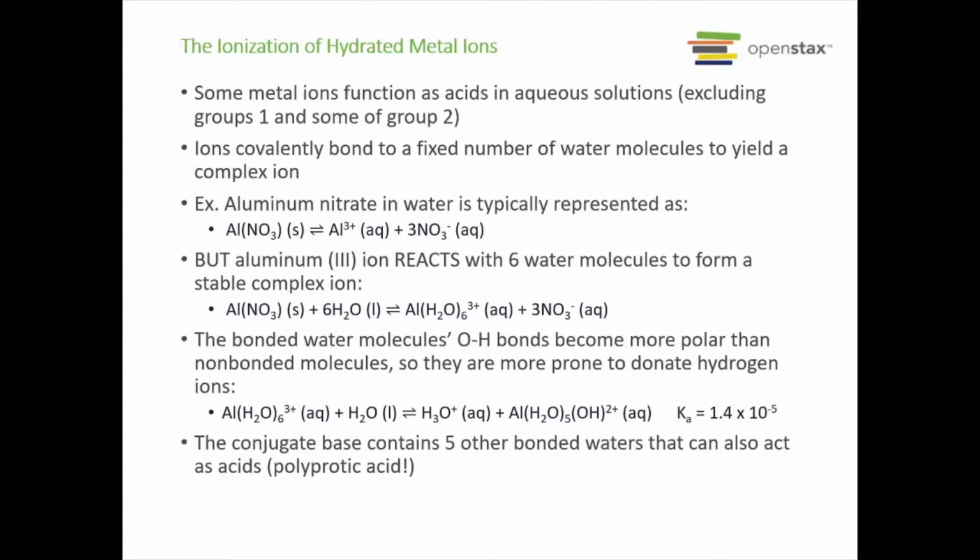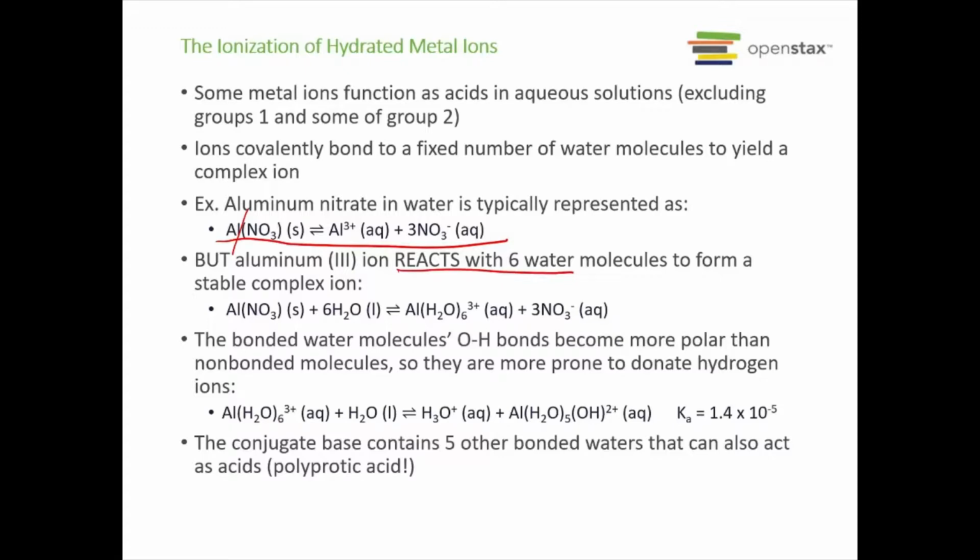Yes, a metal is covalently bonding. So if you take aluminum nitrate and put it in water, a lot of times the reaction looks like this guy here, just straight up splitting apart into Al3+ and NO3 minuses. But in reality, the aluminum 3+ ion actually reacts with 6 water molecules to form a stable complex ion.